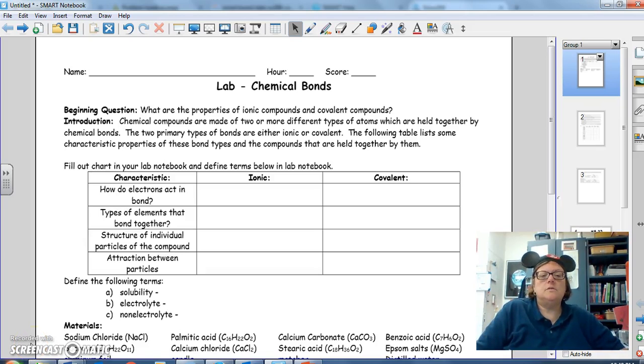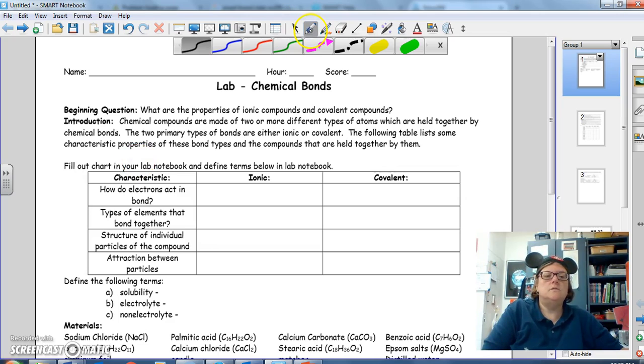Now you're ready to start your lab notebook. So get your lab notebook out. At the top, label the chemical bonds. This is the name of the lab. Put your name. And then put your beginning question in. And the beginning question is, what are the properties of ionic compounds and covalent compounds?